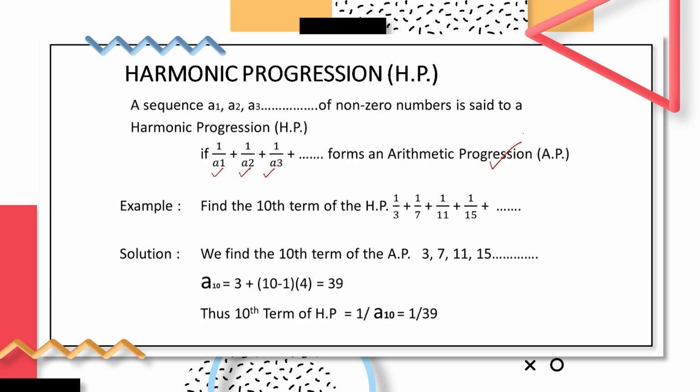So as to better understand this, let's solve an example. Say the example is: find the 10th term of the harmonic progression 1 by 3, 1 by 7, 1 by 11, 1 by 15.